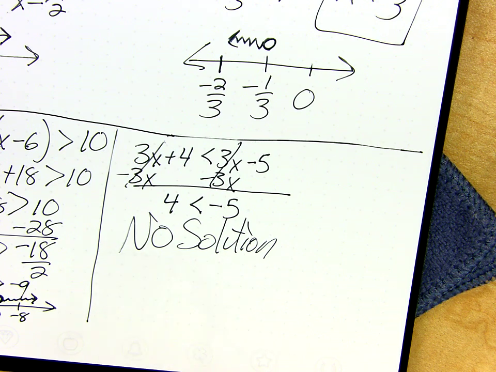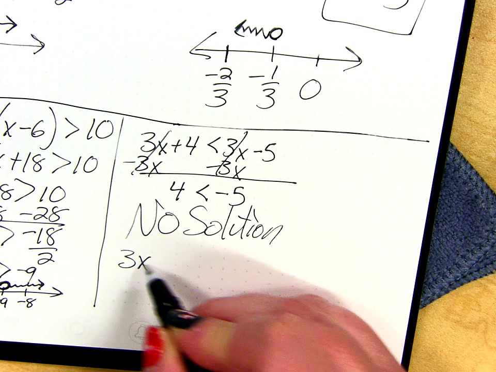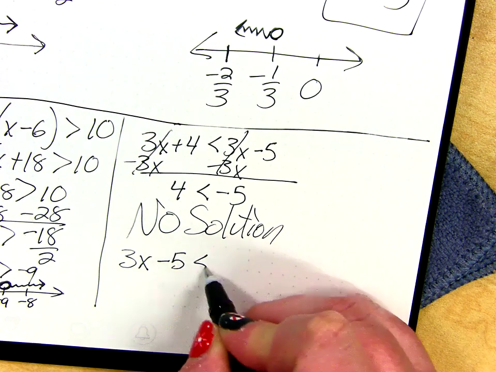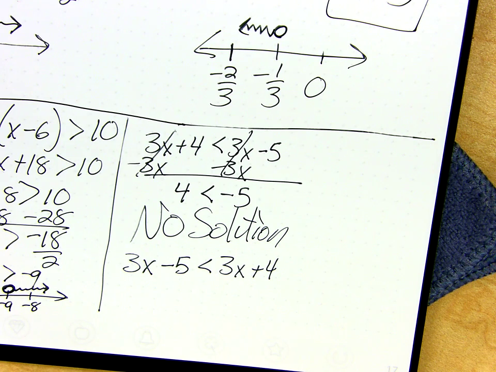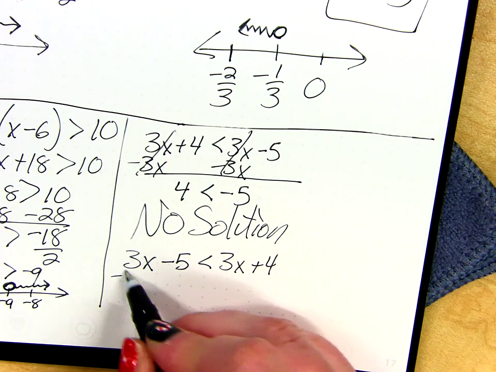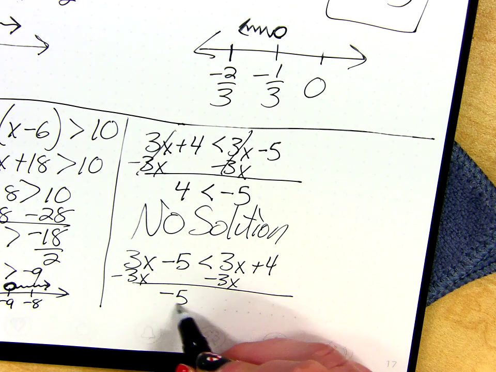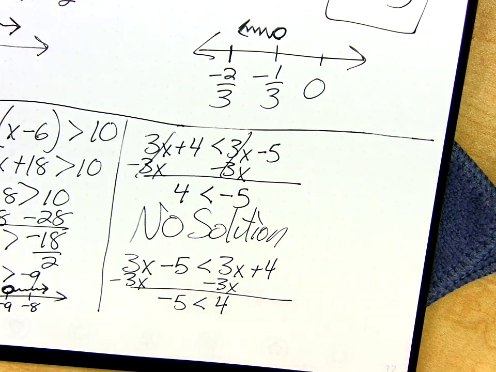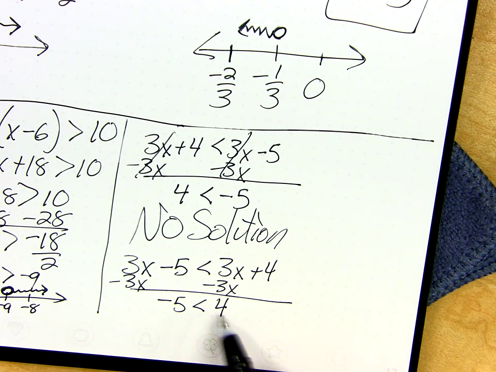However, let me change it a little tiny bit. What if we had 3x minus 5 is less than 3x plus 4? If I minus 3x, just like I did before, I get -5 is less than 4. Well, that is true. -5 is less than 4, but I have no variable, so I can't solve for x here because it's gone. But I'm left with a true statement.